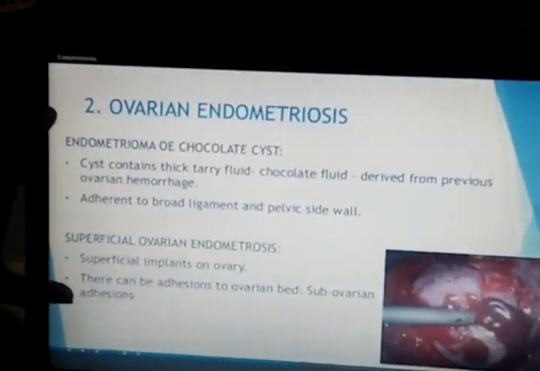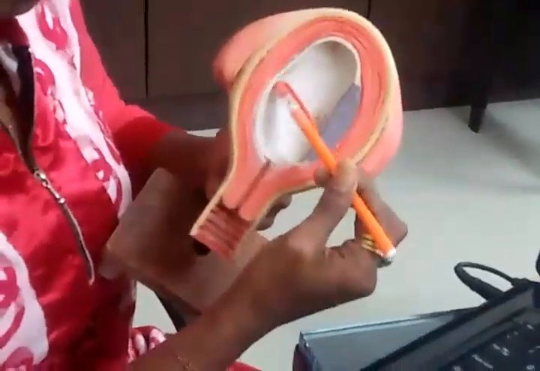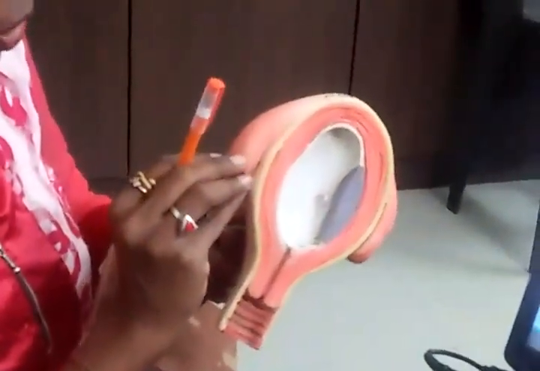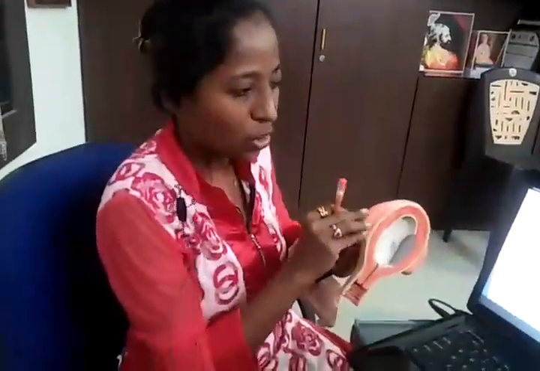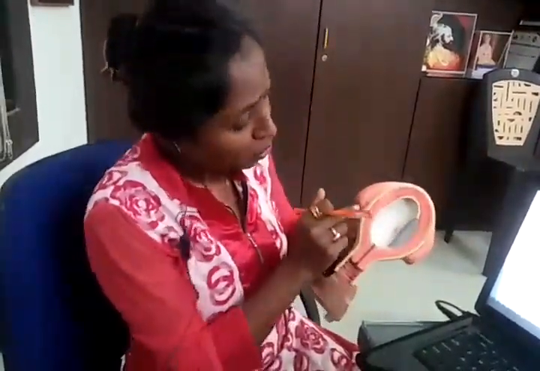Then ovarian endometriosis, the presence of endometrial tissue in the ovary and the pathology it produces. I have already explained: endometrial tissue present here is able to shed from this side, but the endometrial tissue that cannot shed, the fluid inside it collects and gives a brownish chocolate color. That is the chocolate fluid present here, so it is called a chocolate cyst. It is adhered to the broad ligament and pelvic side wall.